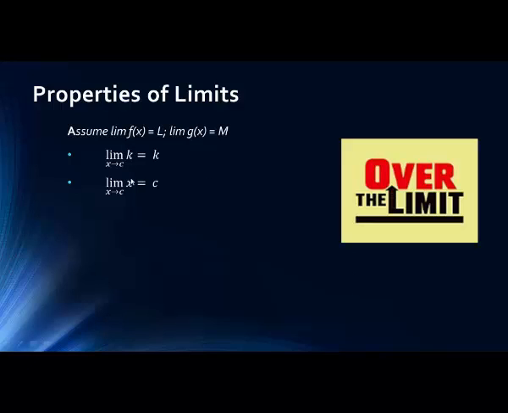Here we have the limit of x as x goes to c is going to be c. Well, if y equals x, then every value of x is going to be equal to y, and this is just a diagonal line.